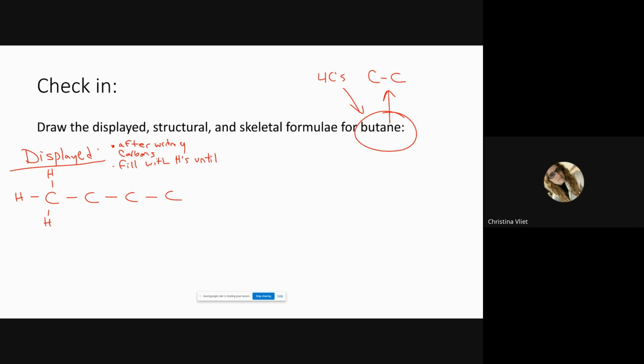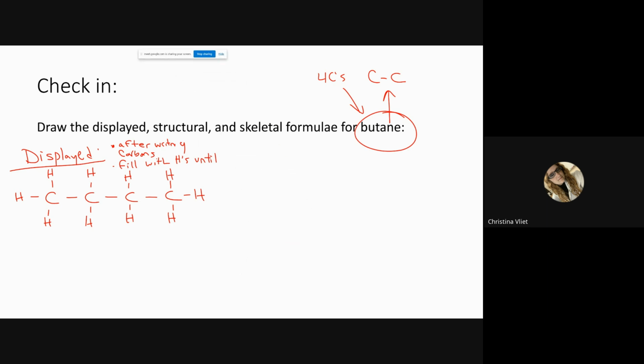Yes? The carbon in the middle here, how many hydrogens? 2. The other carbon in the middle, 2 as well. And the carbon on the right hand end? 3. And so the displayed formula is the same as the Lewis structure of butane. However, it's tedious. And the larger the molecule, the more carbons and hydrogens you have to write. So because it's so tedious, people have come up with simplified ways of writing organic molecules.